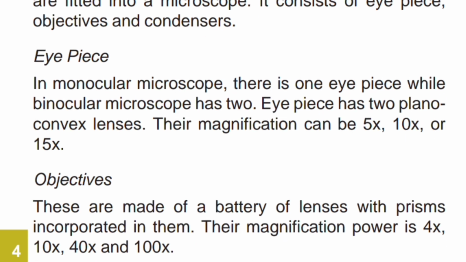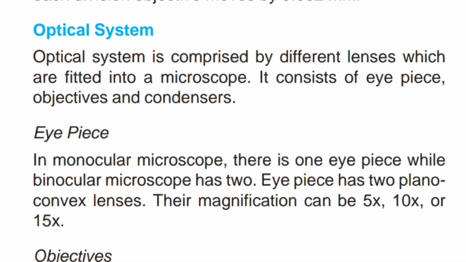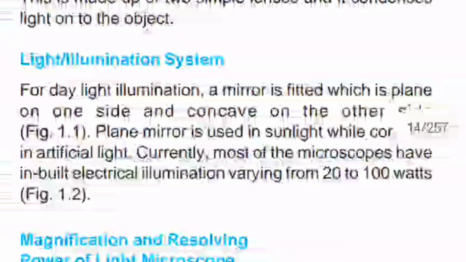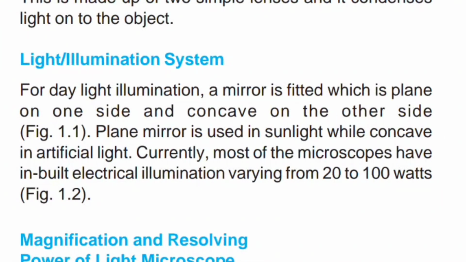Objective: these are made of a battery of lenses with a prism incorporated in them. Their magnification power is 4x, 10x, 40x, and 100x. Condenser: this is made up of two simple lenses and it condenses light onto the object. Light and illumination system: for daylight illumination a mirror is fitted which is plane on one side and concave on other side. Plane mirror is used in sunlight while concave in artificial light.